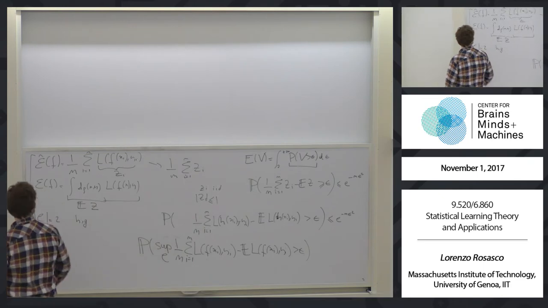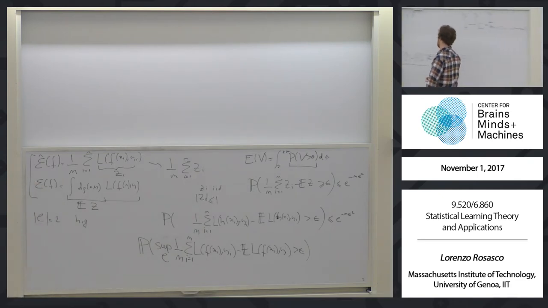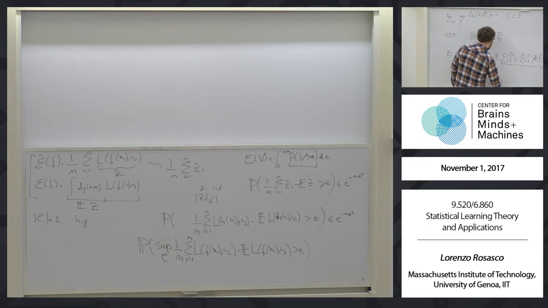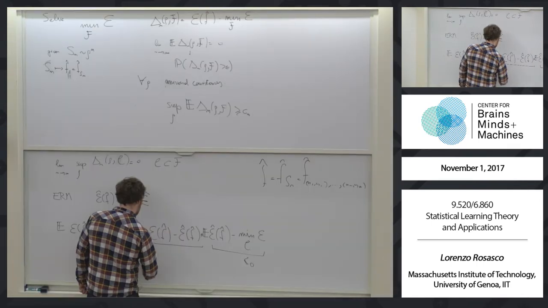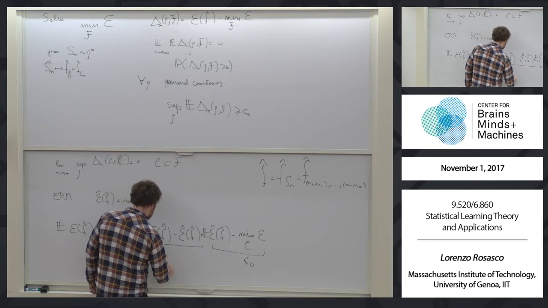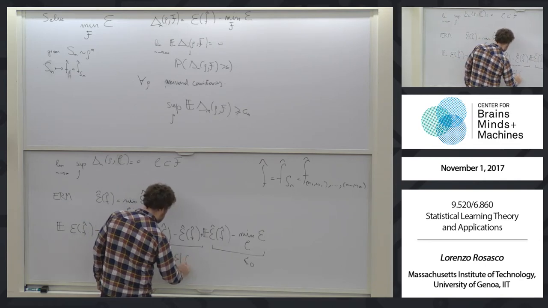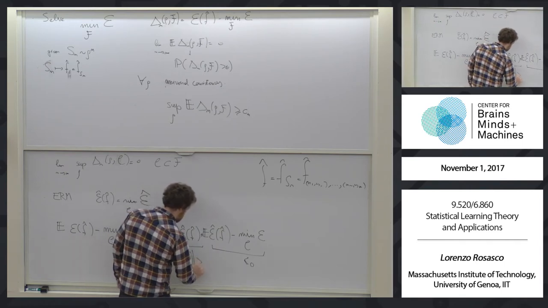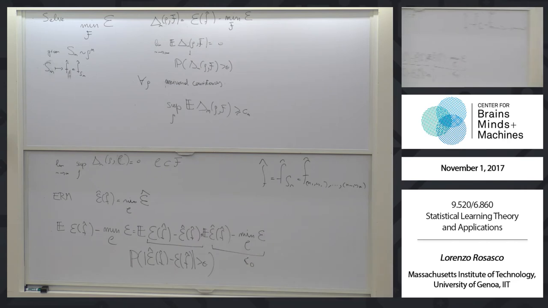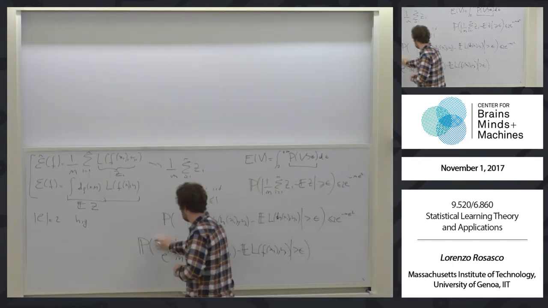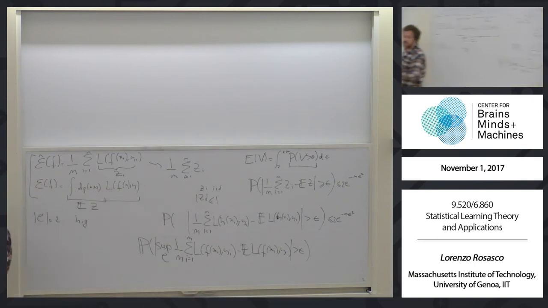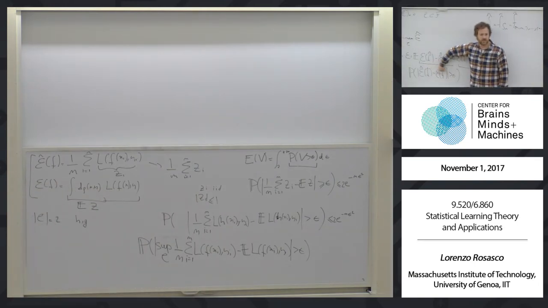So the idea is, let me put a modulo here. Let me put a bunch of modulos so I don't have to worry about this. Right, so if there is one function, I'm fine. Remember, I want to control the deviation of empirical to expected from the function I choose. If there is one function, I'm fine. I just use the law of large numbers.